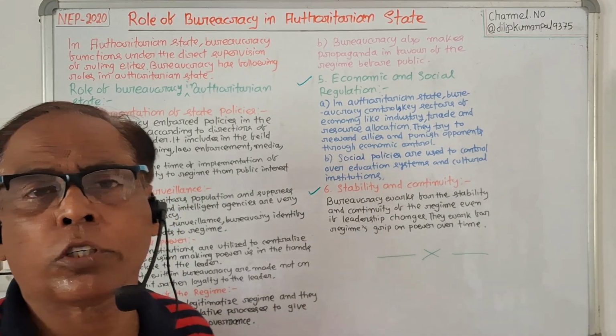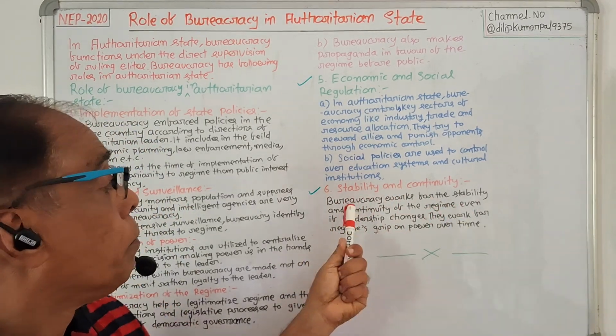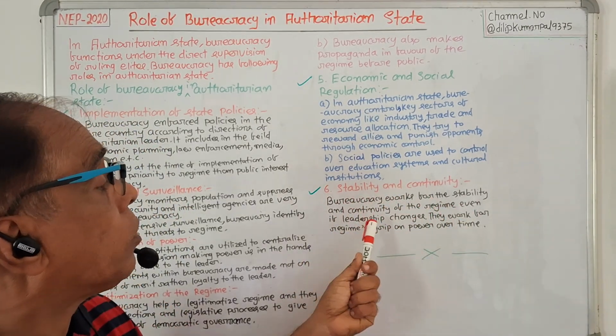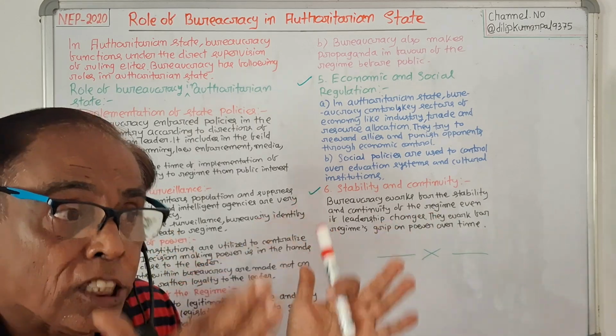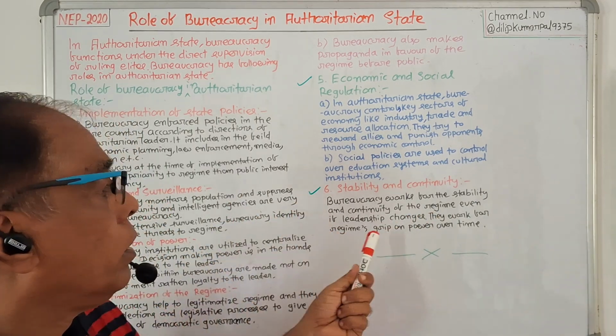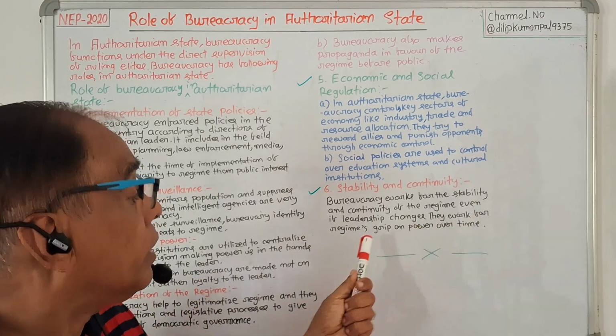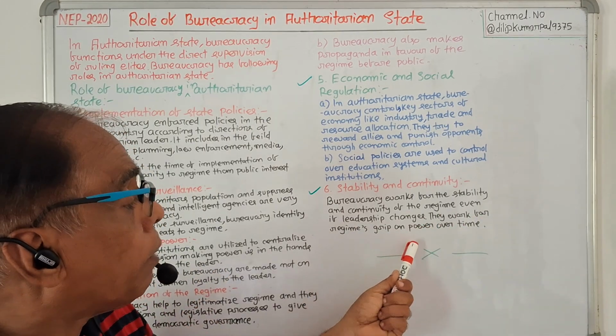Another function of bureaucracy in authoritarian state is stability and continuity. Bureaucracy works for the stability and continuity of the regime. It works for the regime. Even if leadership changes, they work for regime's grip on power over time.